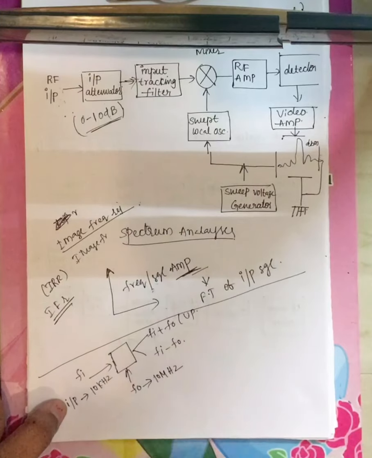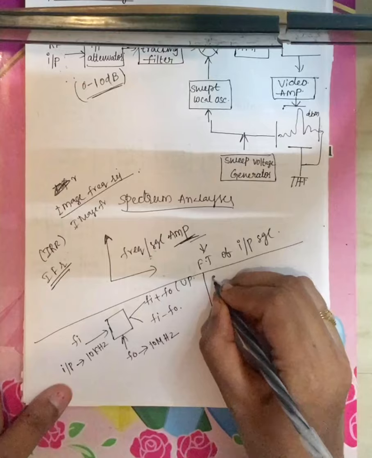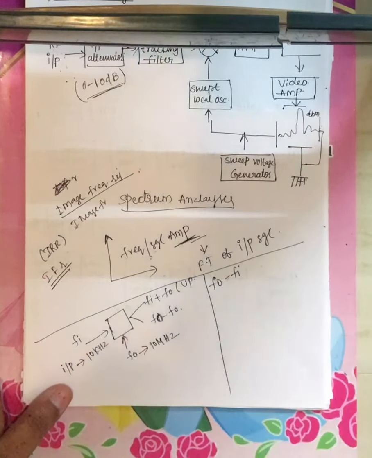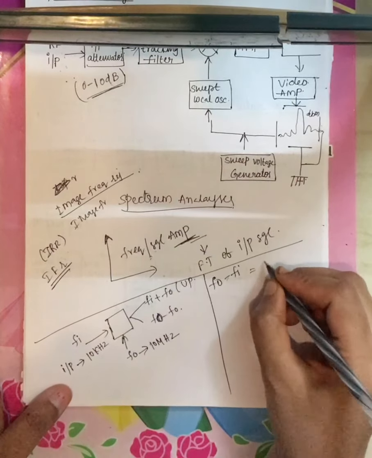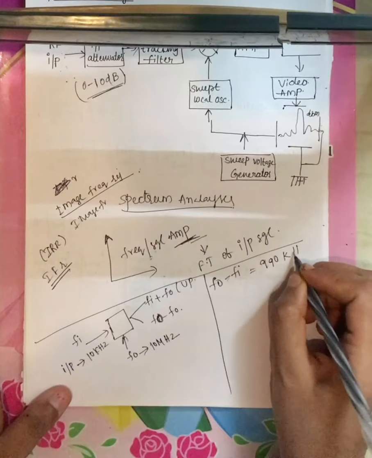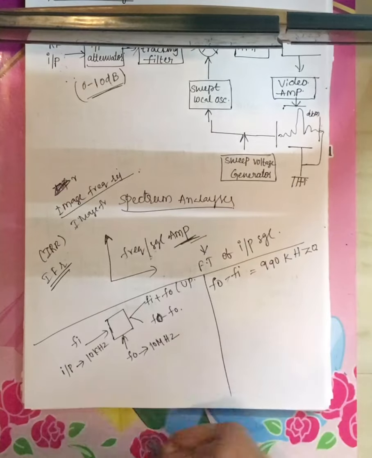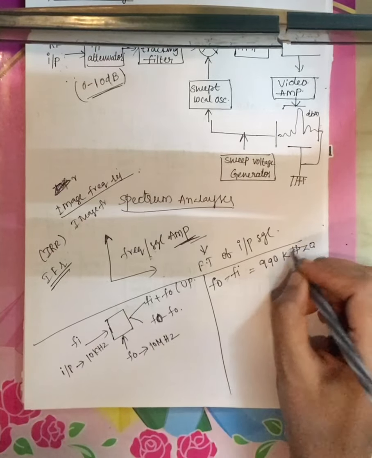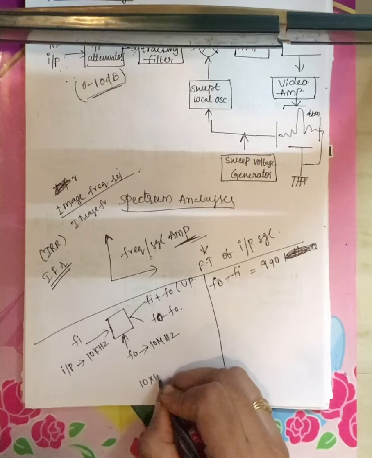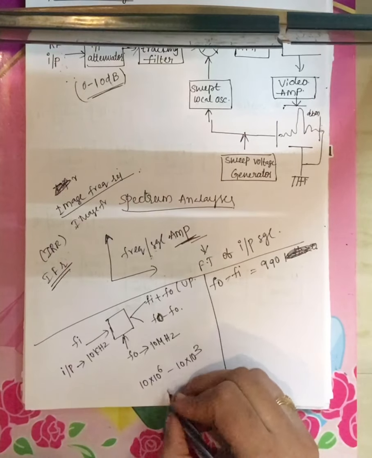The input frequency is between 10 kilohertz and 10 megahertz. Now I want to down convert the signal using a mixer. The local oscillator signal frequency is always greater than the input signal frequency, right? Now what you will get is 990 kilohertz. Actually it's not 990: it's 10 times 10 to the power 6 minus 10 times 10 to the power 3.